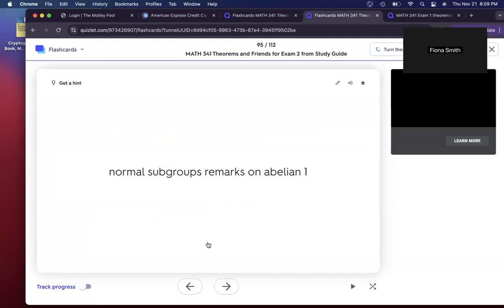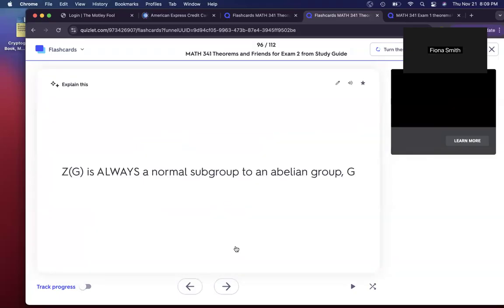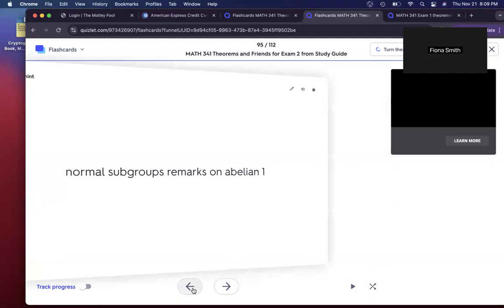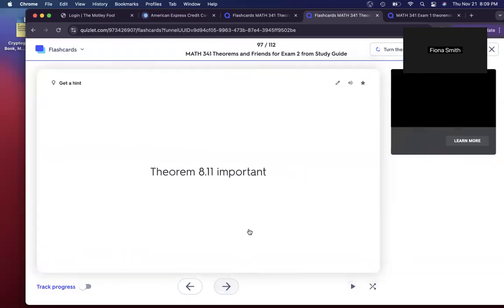So some remarks with abelianism for normal subgroups. If G is abelian, then any subgroup H of G is normal. I think we've covered that before as well. Another remark with abelian stuff, the center of G is always a normal subgroup of G. And we've covered that as well. So if G is abelian, then the center of G is always a normal subgroup, which is kind of implied here, that if G is abelian, any subgroup of G is normal. And the center of G is a subgroup, so it's normal.